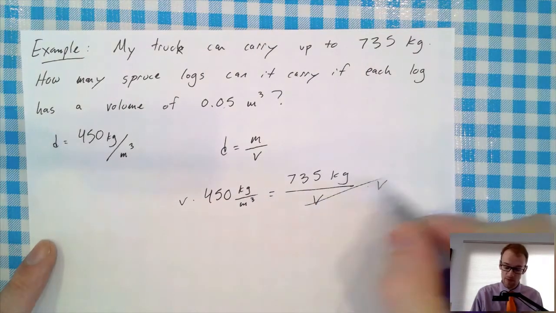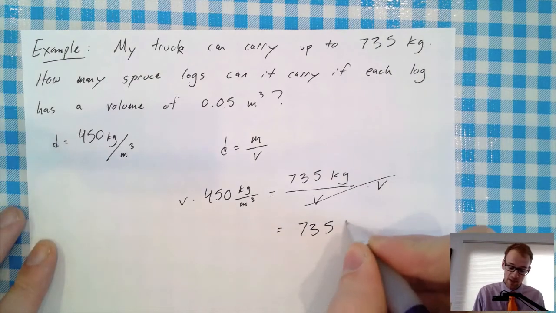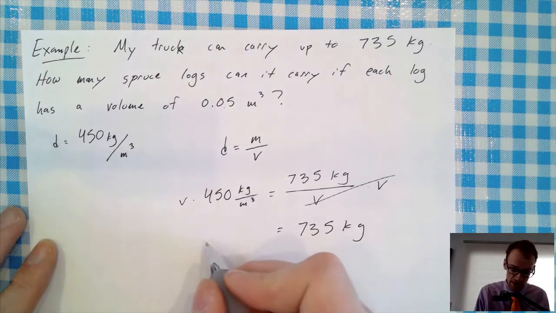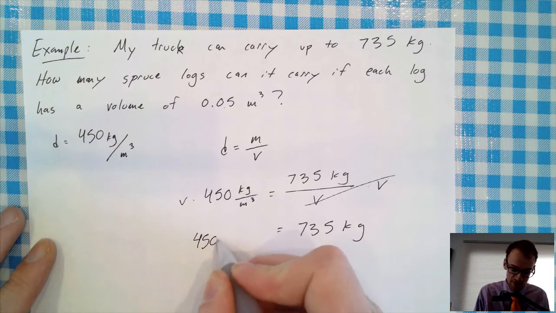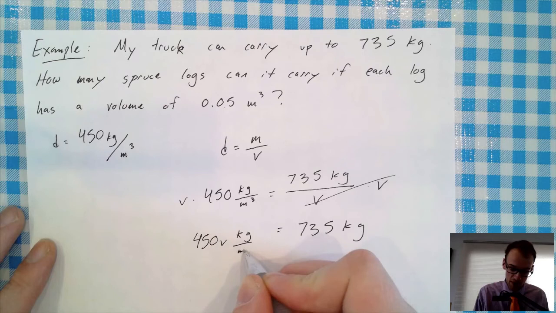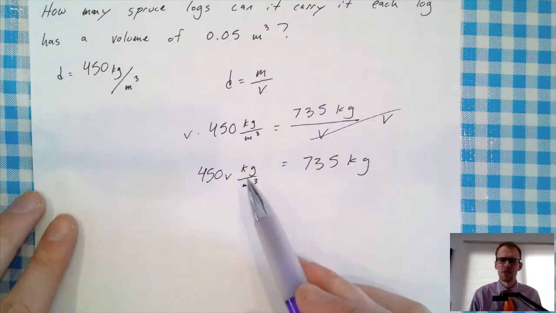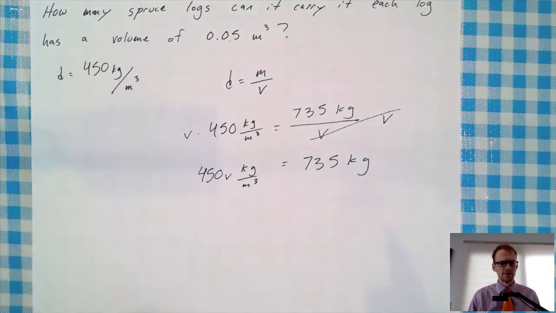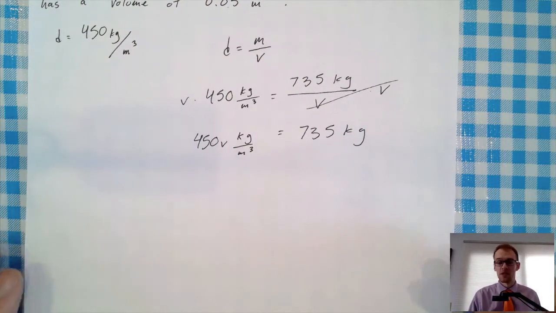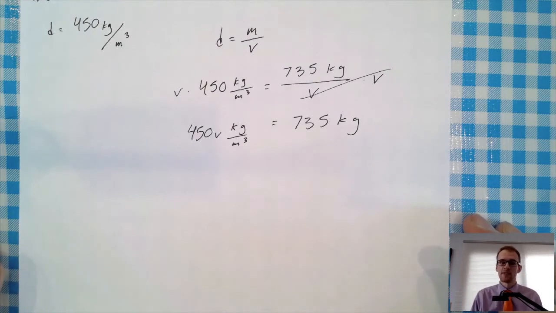Okay, so V divided by V is 1, and we're left with 735 kilograms on the right. And on the left we have 450 V, and our units on the left are still kilograms per cubic meter. Okay, I know this is the new part, having the units in here in the equation. You guys aren't used to that. Get in the habit of it because you'll be doing that a lot in science classes, okay? And science teachers are always pestering me about stuff that their students don't know how to do because they didn't learn it in math. Okay?